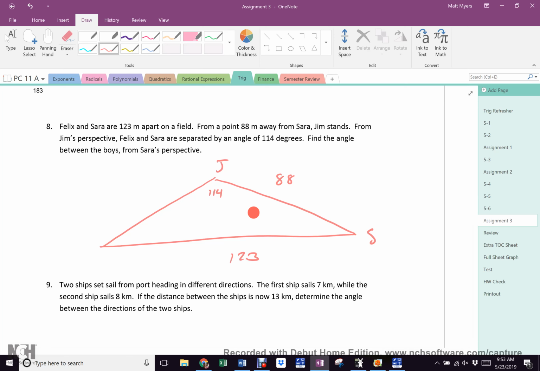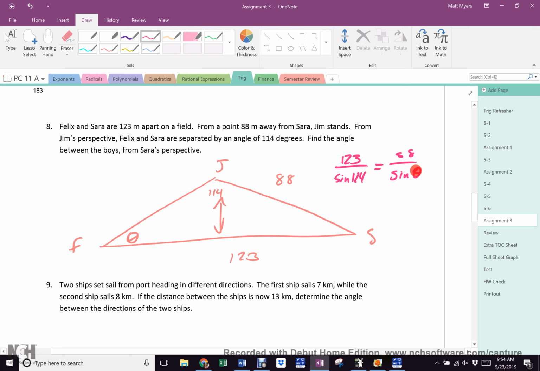Why do we draw the triangles? Reference. Thank you. Avneet, you can always say it out loud because you know you're right. So, find the angle between the boys, which is this angle over here, yes? Because this is Felix. So that's the theta I care about, yeah? What am I going to use? Sine law, because I have my pair, right? 123 over sine 114 equals 88 over sine theta.